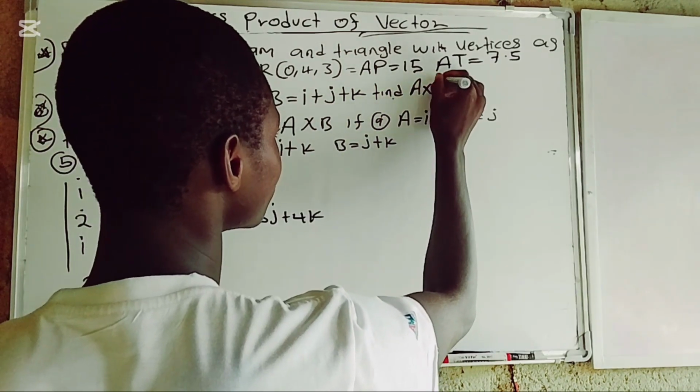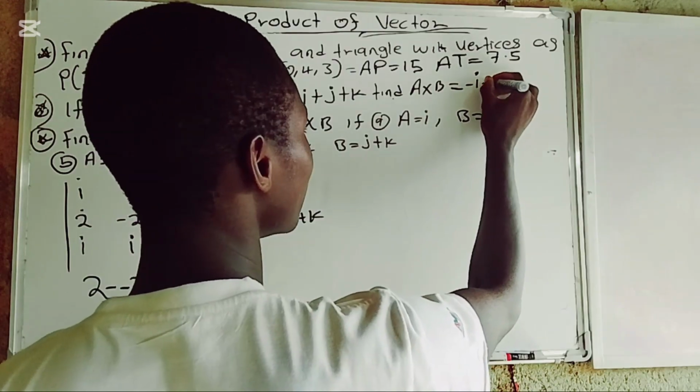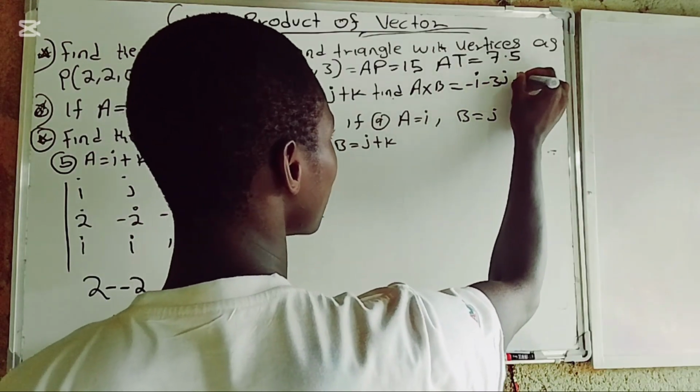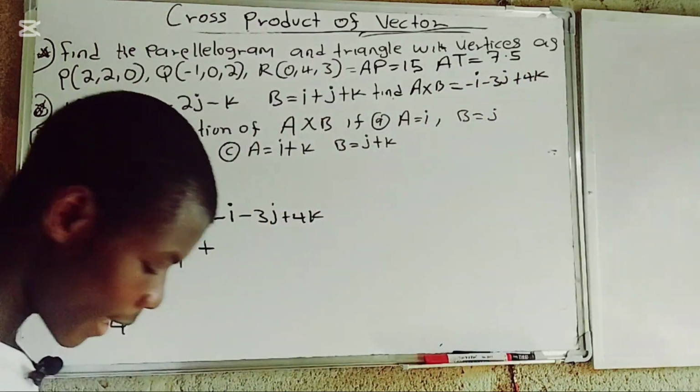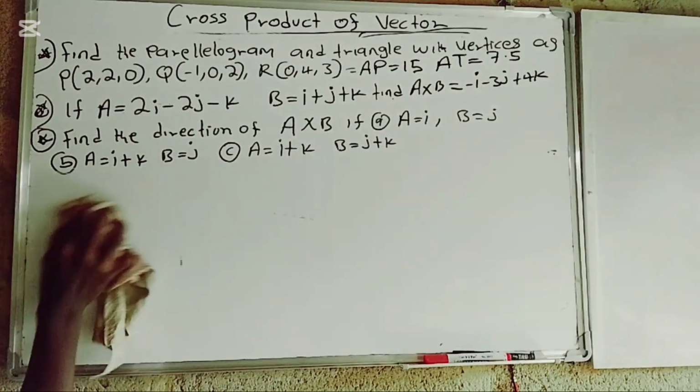Find A cross B, which is the same thing as negative i, negative 3j plus 4k. Yes, we are done with that.